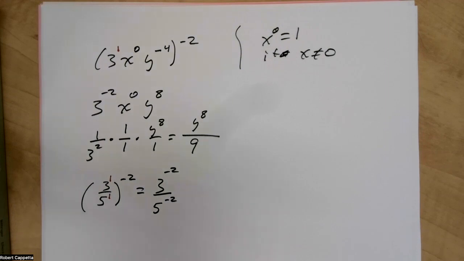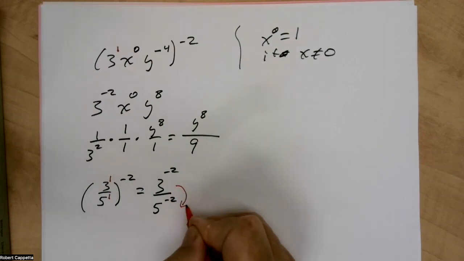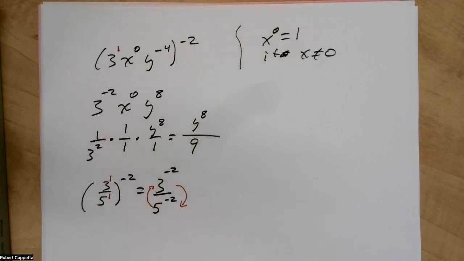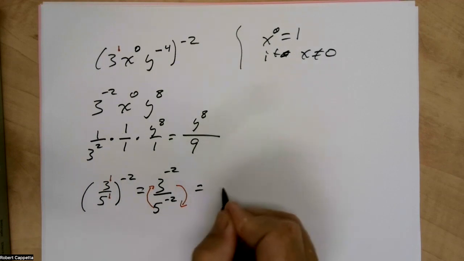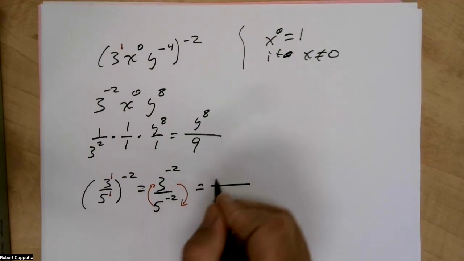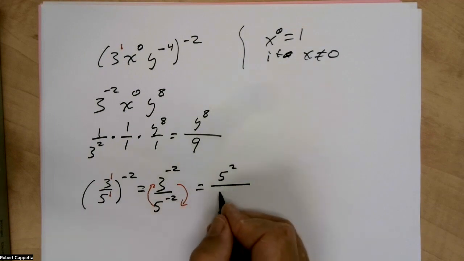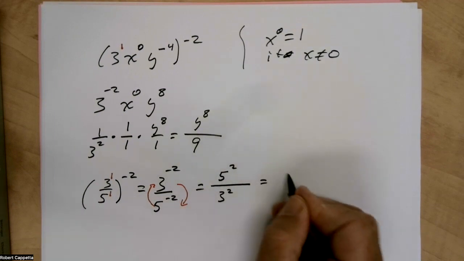And this time, let's play the movement game. So 3 to the negative 2 moves downstairs, the exponent becomes positive. 5 to the negative 2 moves upstairs, exponent becomes positive. So where does that leave me? 5 to the negative 2 goes upstairs, becomes 5 to the second. 3 to the negative 2 moves downstairs, becomes 3 to the second. What do I have?